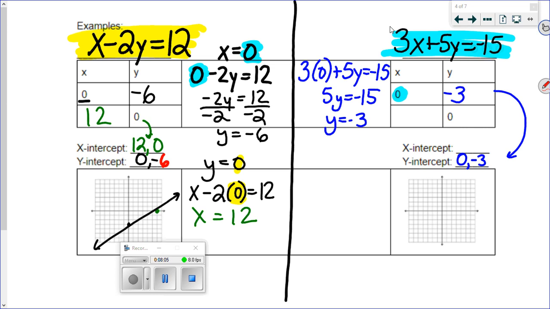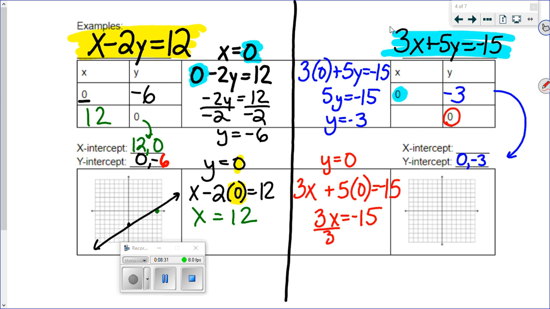Next point that I need to find is my x-intercept, which means I need to make y equals 0. So I will copy my equation, 3x plus 5, and instead of y, I will use 0, equals negative 15. So now I have 3x equals negative 15. Divide both sides by 3. So x will be negative 5. When y is 0, x is negative 5. So my x-intercept is negative 5, 0.